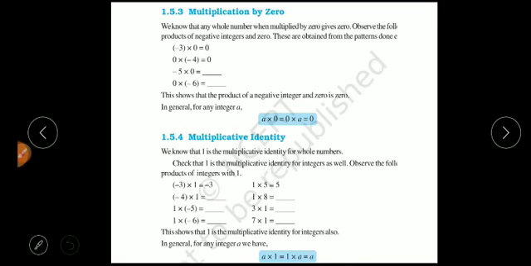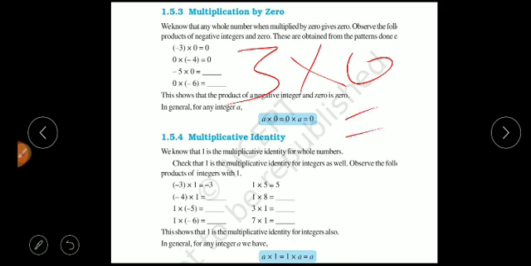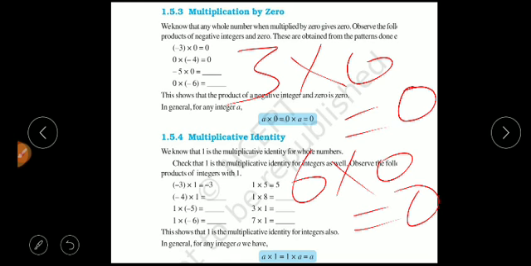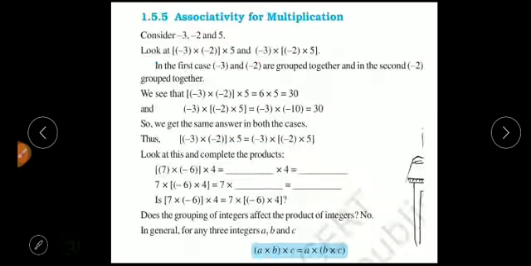Now when any integer is multiplied by 0, then it will always become equal to 0. When 5 is multiplied by 0, then the result will be equal to 0. When 6 is multiplied by 0, the result will be equal to 0. When any integer is multiplied by 0, then it will become equal to 0. Okay students.